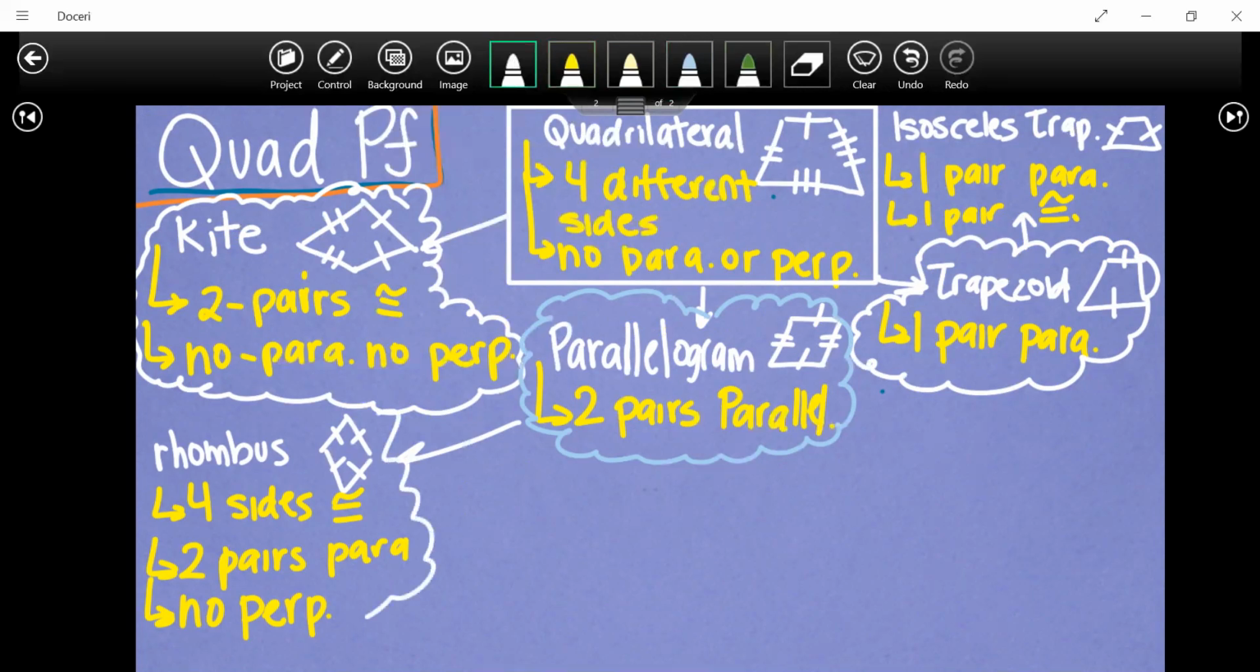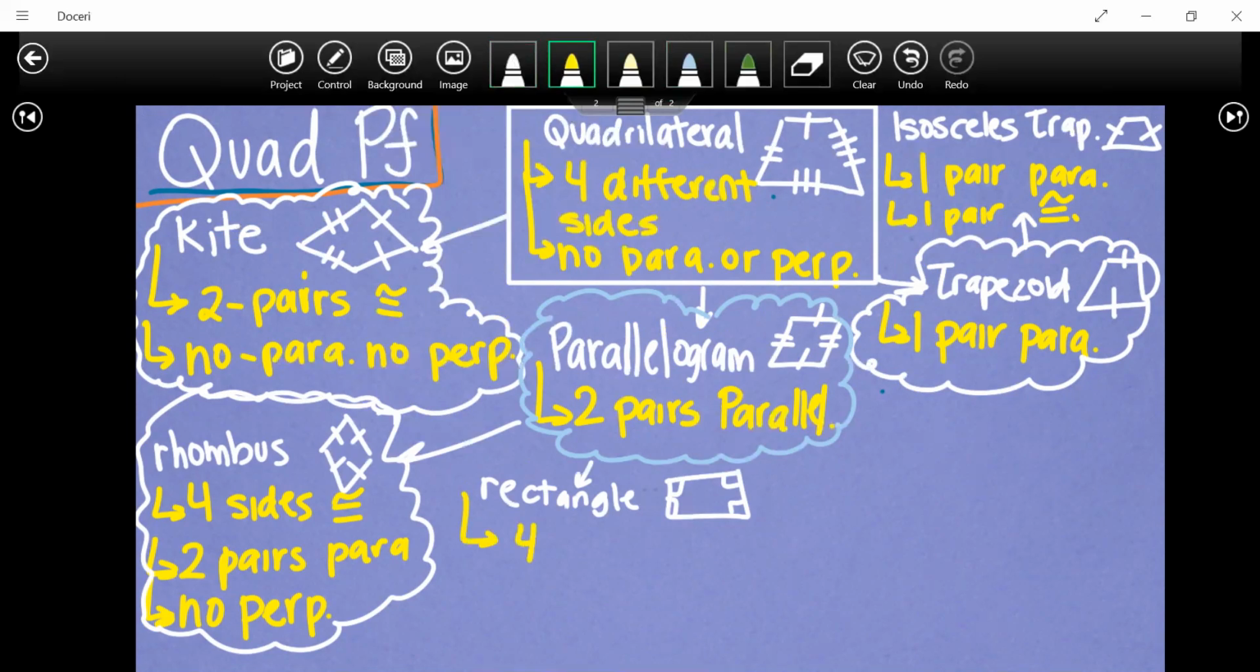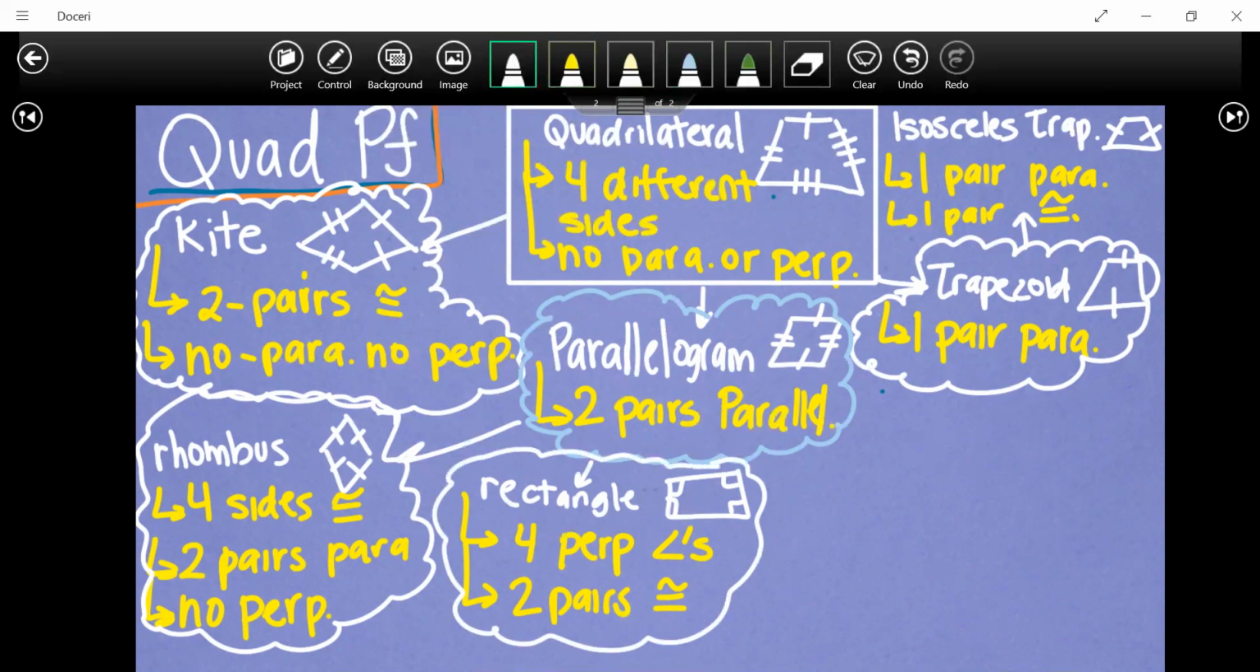So, a rhombus. From the parallelogram, we can also get a rectangle. From a rectangle, we get four perpendicular angles, two pairs congruent. And then from a rectangle and a rhombus, we get our final fancy one, a square. With the square, we get all sides congruent with right angles.